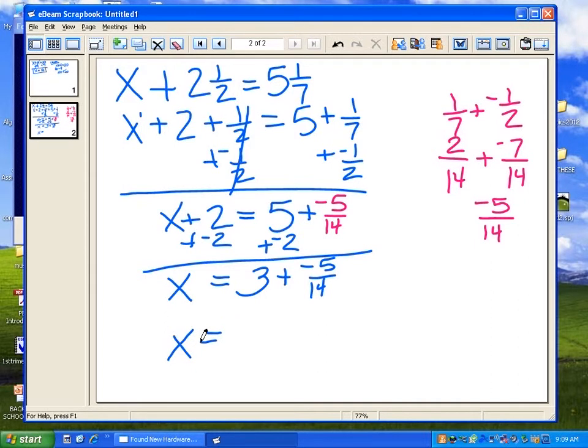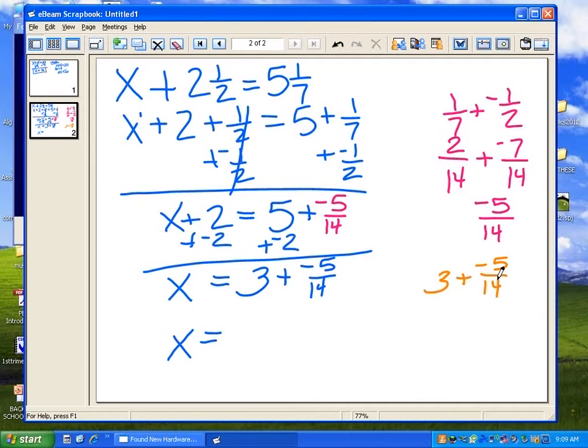So how do we subtract? We got a whole number and we got a fraction. What do I really have to do? Put the whole number into a fraction. Okay, so I got 3 plus that -5/14ths. So what do you want the 3 to be?